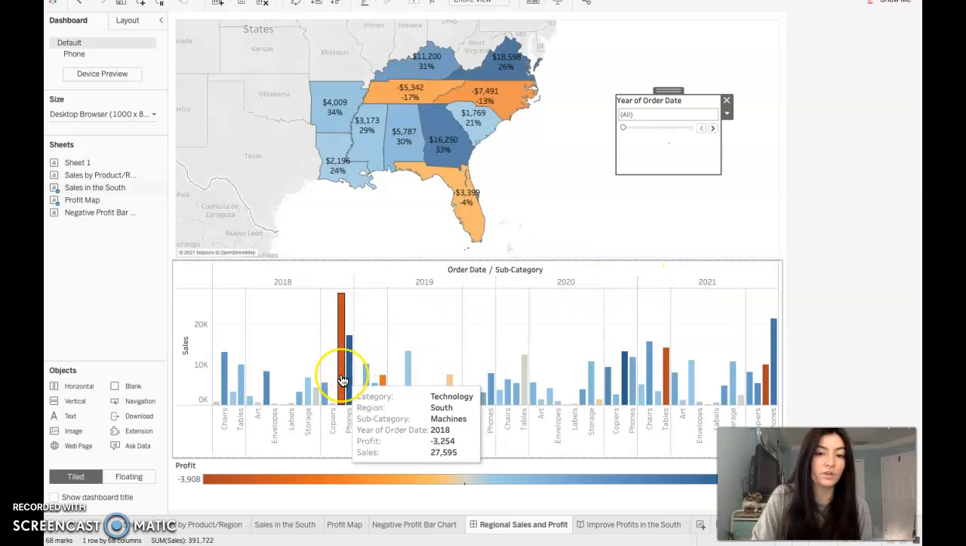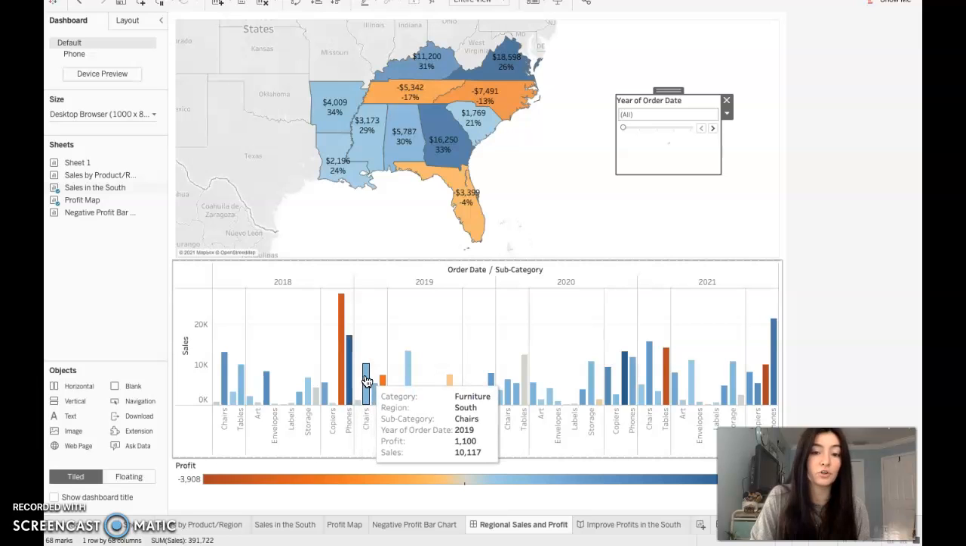And as you hover over each of these bars, it's going to tell you the category. So for instance, this one is technology, the subcategory, which this one is machines, the year 2018, the profit, which this one is a negative 3,000, and then the sales, which here it's 27,000. And so you can just keep hovering over these and you'll see the different categories.